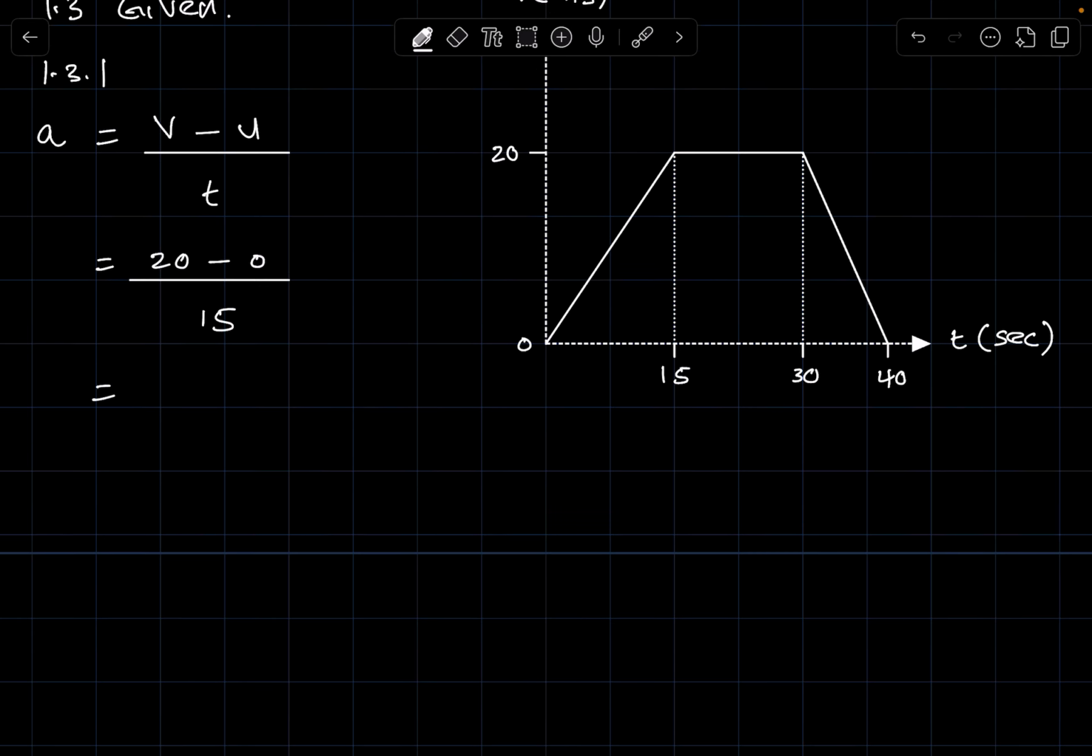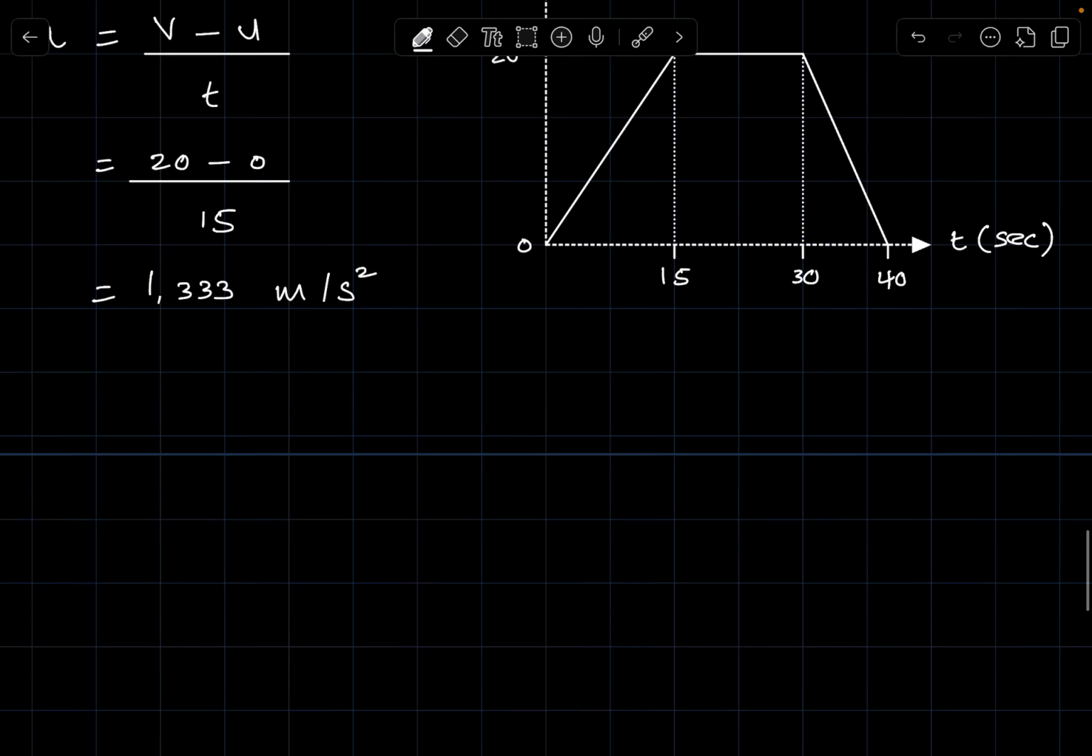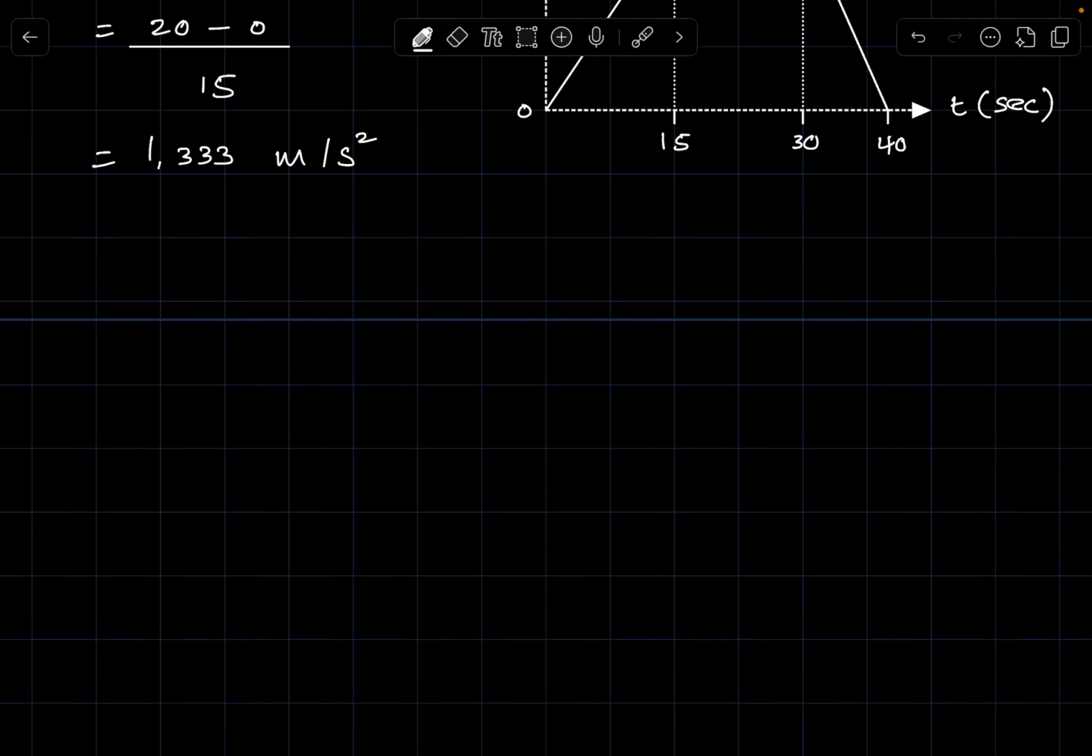Now if you punch this in your calculator, you are going to get 1,3 recurring. Always round off your answers to 3 decimal places, so for 1,3 recurring you are going to write 1,333. The unit of measurement of acceleration is meters per second squared.